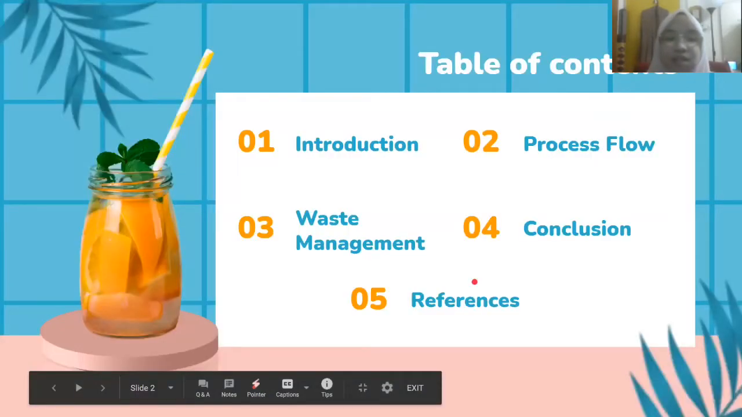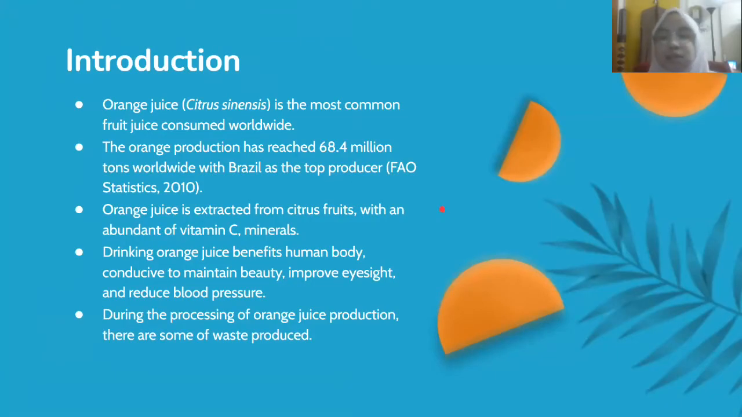So this is our table of content. Firstly, I will do the introduction part and process flow. The introduction is about orange juice, whose scientific name is Citrus sinensis. It's the most common fruit juice consumed worldwide.